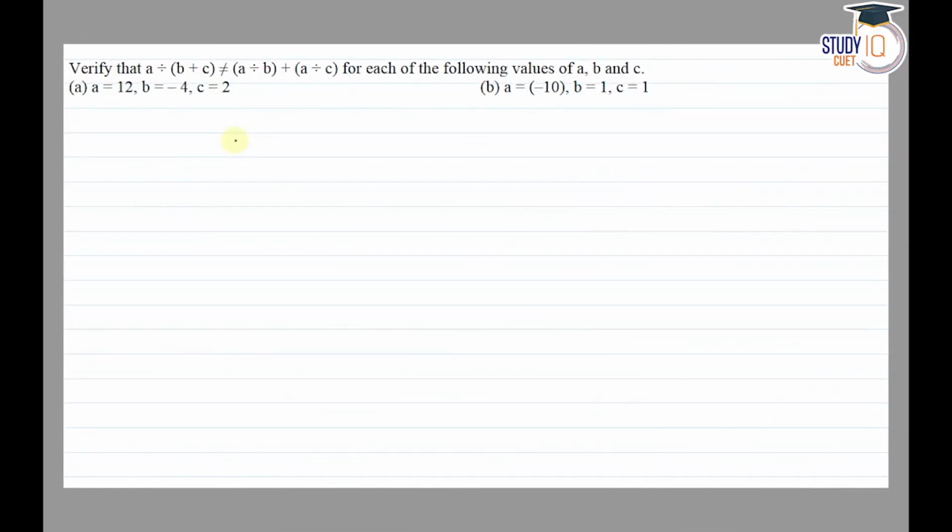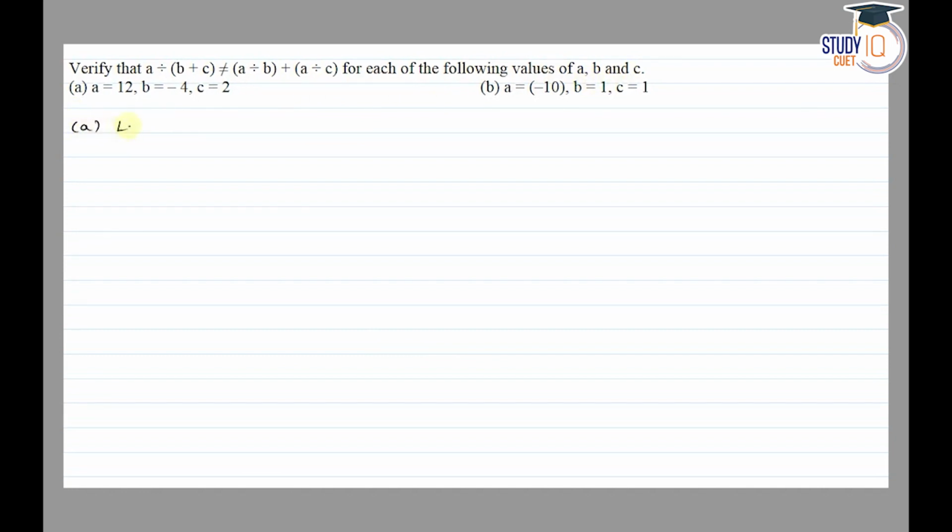Hello everyone. This question appears in the class 7th NCERT chapter of integers. This is the second question of its exercise 1.4. The question says: verify that a divided by (b plus c) is not equal to a divided by b plus a divided by c, for each of the following values of a, b and c. So we have to verify.